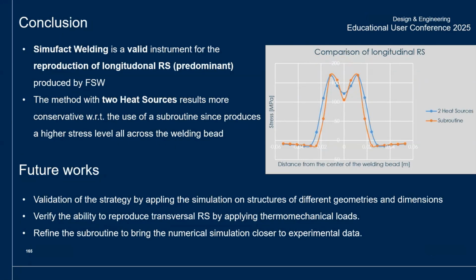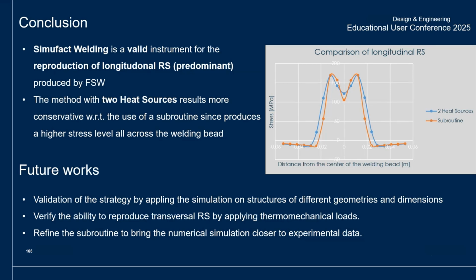I also demonstrated the possibility of implementing both a double heat source and a subroutine in Simufact Welding simulation, which is something never done before. And I demonstrated that the method with the double heat source results more conservative with respect to the use of the subroutine, since it produces a higher stress level all across the welding bead. And this is clear from the figure on the right side of the slide.